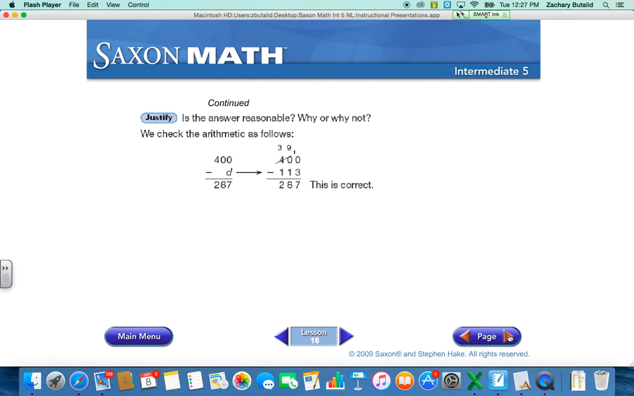So here you take the 400, okay, and you didn't know what the D, that's where they put a letter in instead of digits, equals 287. So what you're going to do is subtract the 287 from the 400, which will give you 113. So is the answer reasonable?